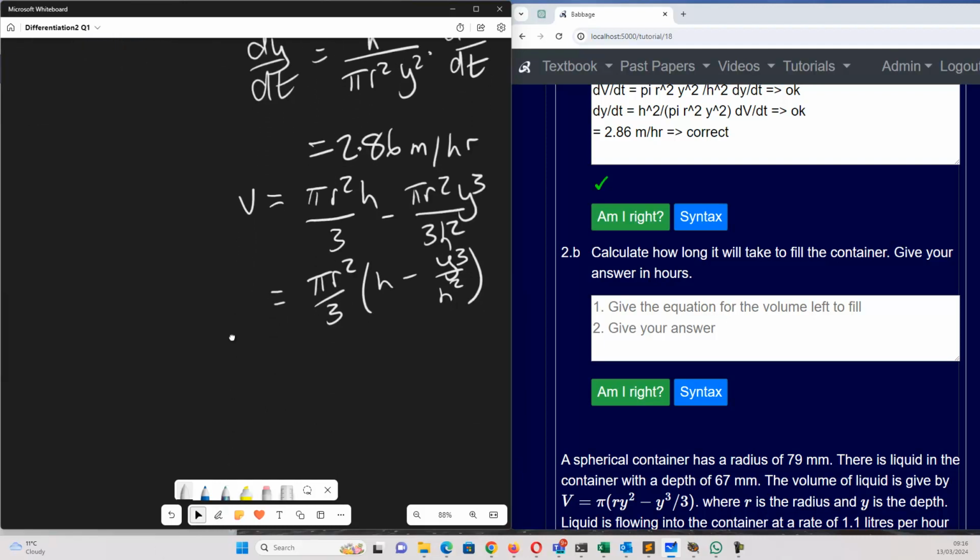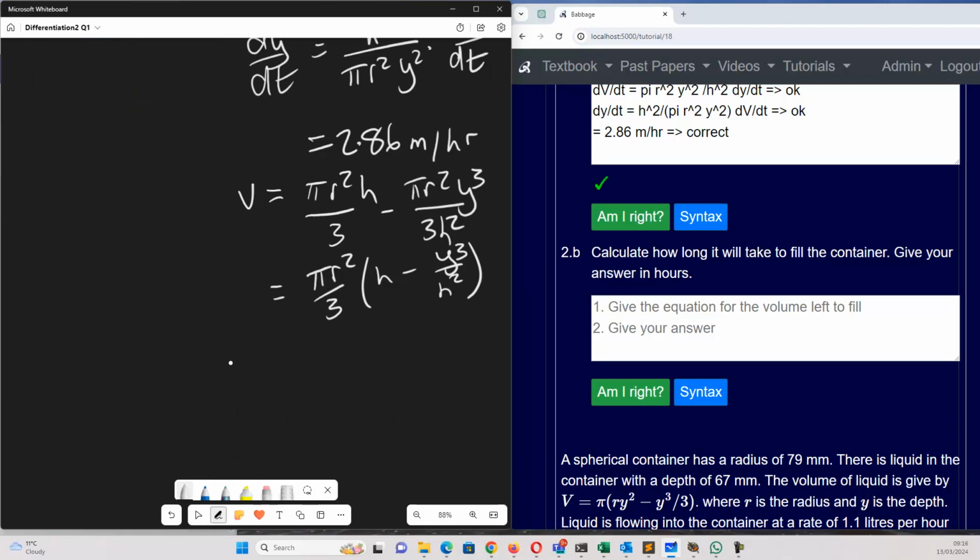So we'll get the time is equal to pi r squared over 3 brackets h minus y cubed over h squared, all divided by dV by dt. So let's get our calculator back.